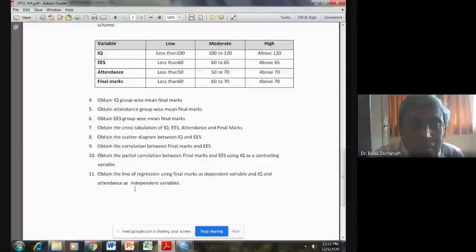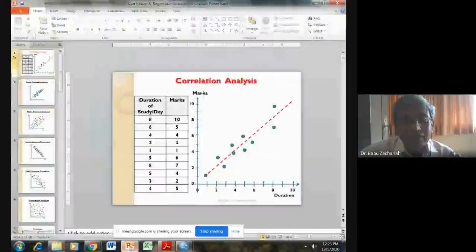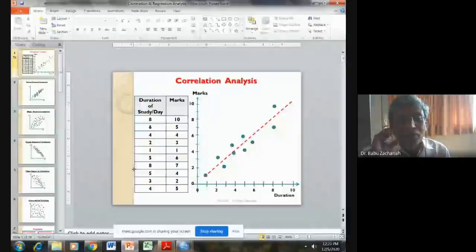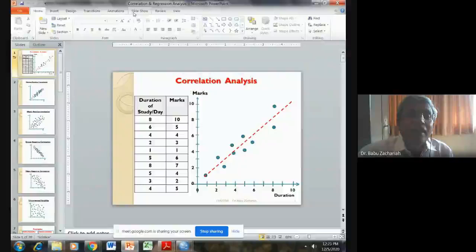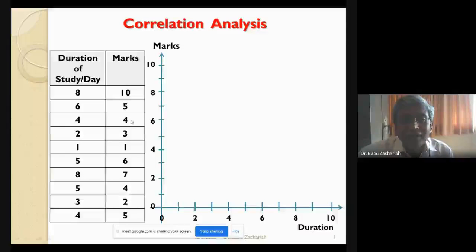Okay, and now the next ones, 8, 9, 10, 11. These are related to correlation and regression analysis. Just we will have a review of that before we proceed. Last year, when I was teaching correlation, I used this example where I have taken a number of students and how many hours per day they are studying. That is the first variable. The second variable is marks obtained.